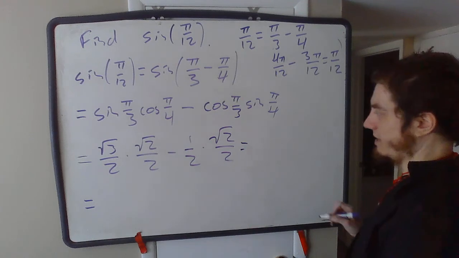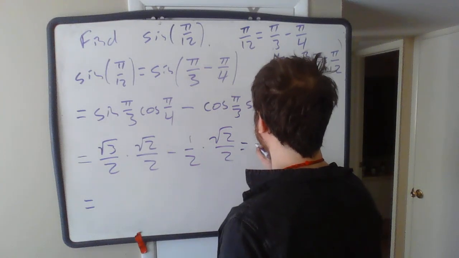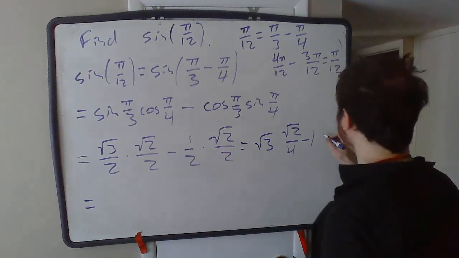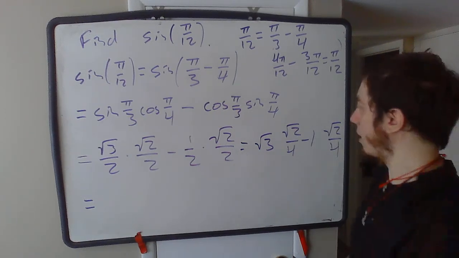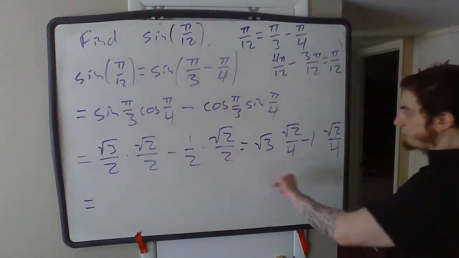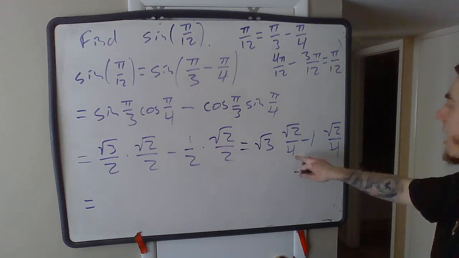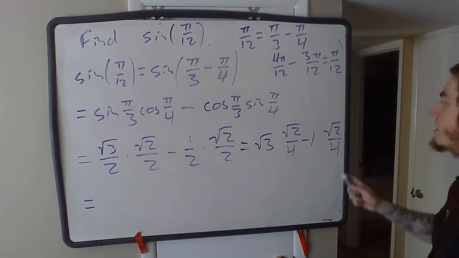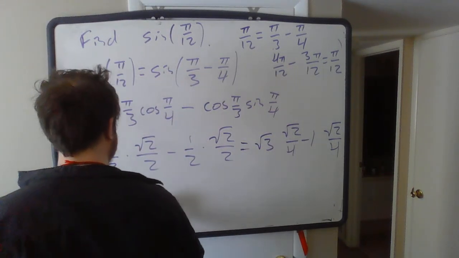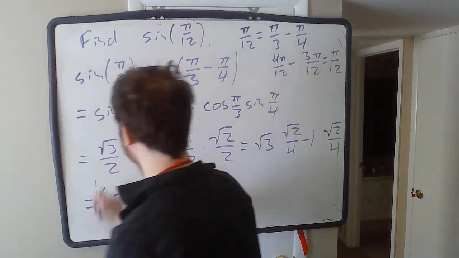Actually, let me rewrite it this way, because there's a bunch of different ways to simplify this, and I want to make it clear how we're doing it. Let me rewrite this as square root 3 times square root 2 over 4 minus 1 times square root 2 over 4. This is what I was thinking in my head, but I want to write it down before the next step. Now I see I can factor out this square root 2 over 4, and I get that this becomes the square root of 3 minus 1 times the square root of 2 divided by 4.